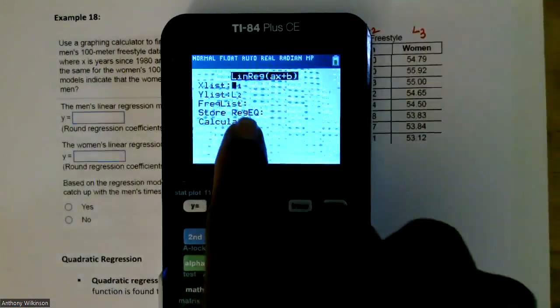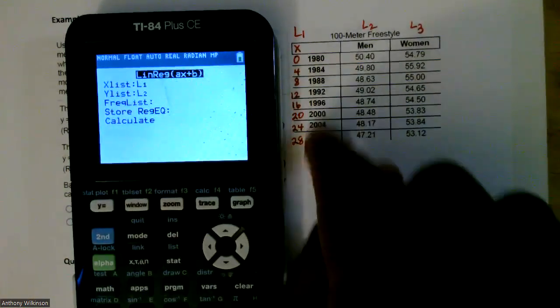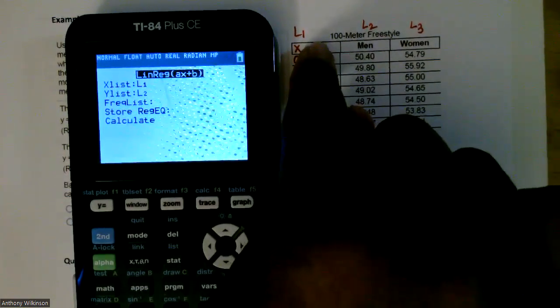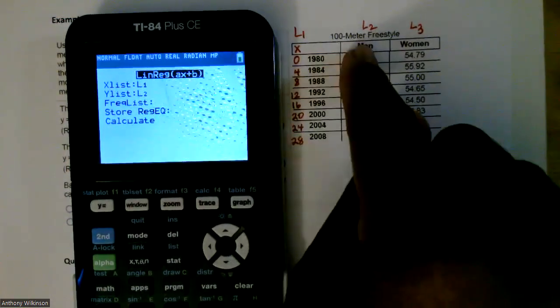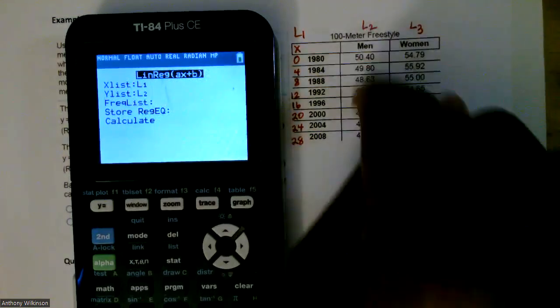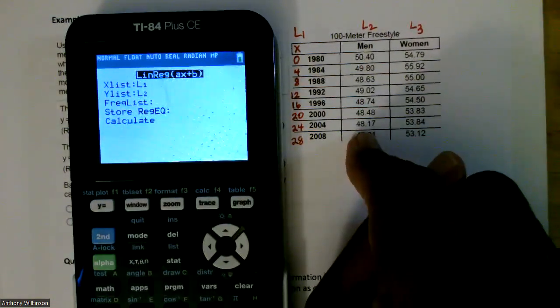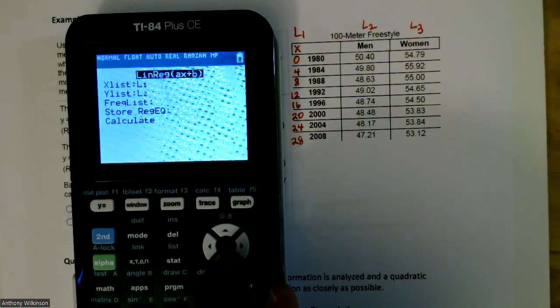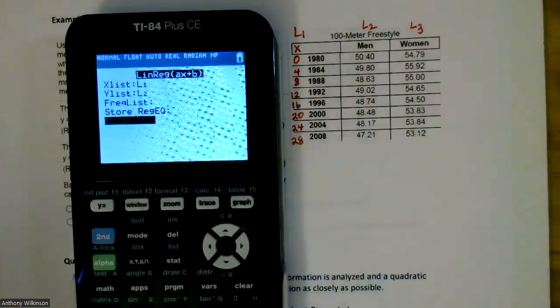Your X list will be L1, which is going to be the years converted from 0 to 28. That's the one I want. Your Y list will be for men, L2. That's where I stored that data set, L2. So these two will remain the same. Frequency list, I'll leave that alone. Store regression equation, I'll leave that alone. I go down to calculate. Hit enter.